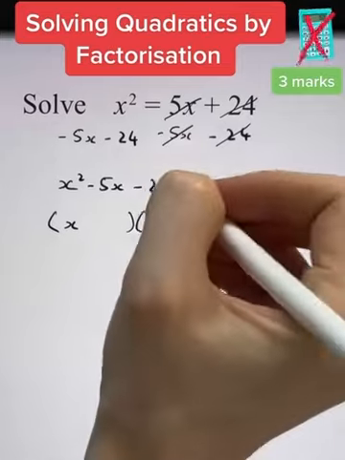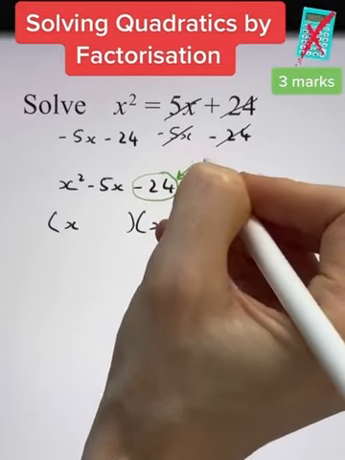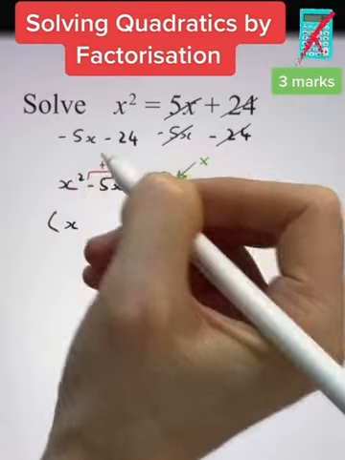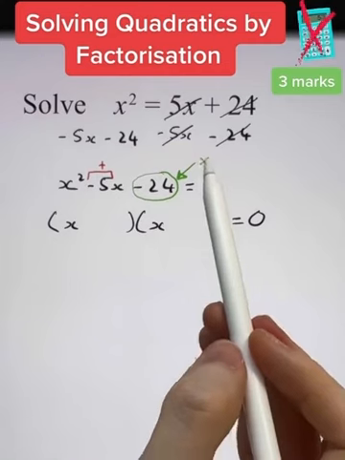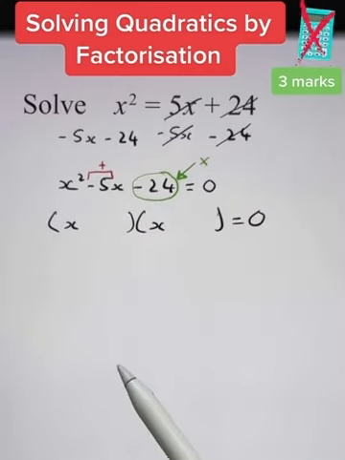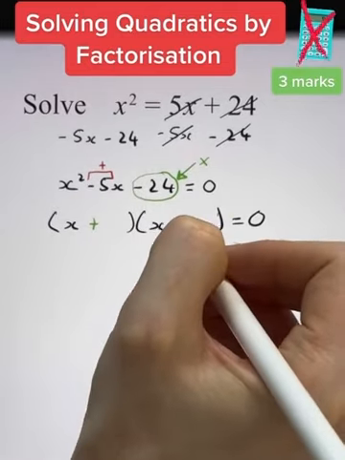My rule is I need to find 2 numbers that multiply together to give us the number term, and the same 2 numbers must still add to give us the number in front of the single letter. In this case, I want 2 numbers that multiply to give us negative 24, and the same 2 numbers must add to give us negative 5. The only way to get a negative when multiplying is to have one positive and one negative.